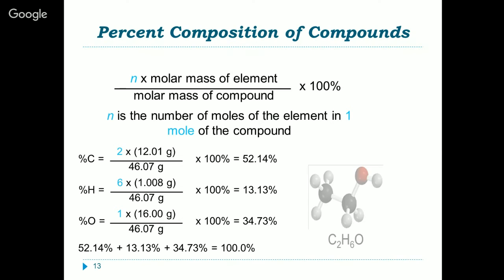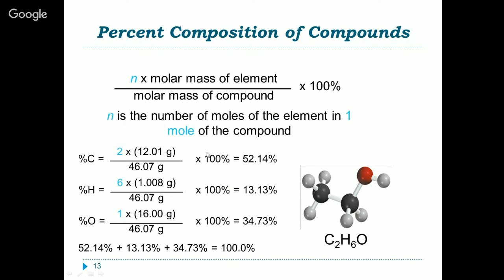If I have ethanol, C2H6O, I can look at how much of the total mass comes from carbon, how much comes from hydrogen, and how much comes from oxygen. Percent compositions for different compounds will be different. So I have 2 carbon atoms, so I multiply by 2. 2 times the mass of carbon, and the 46.07 came from adding up 2 times 12.01 plus 6 times 1.008 plus 1 times 16, because that's the molar mass of the compound.